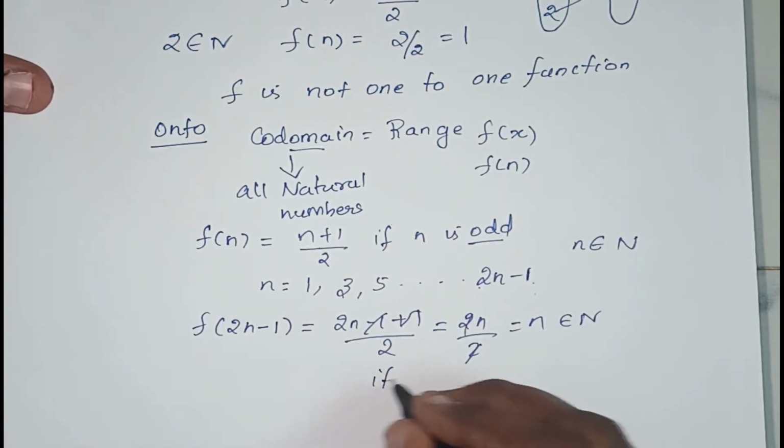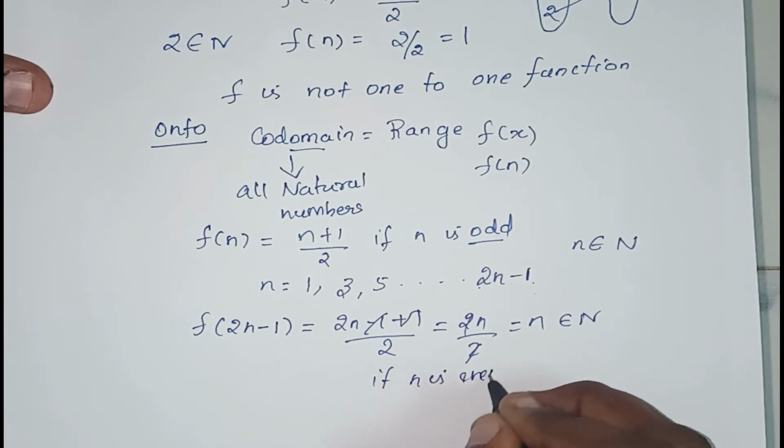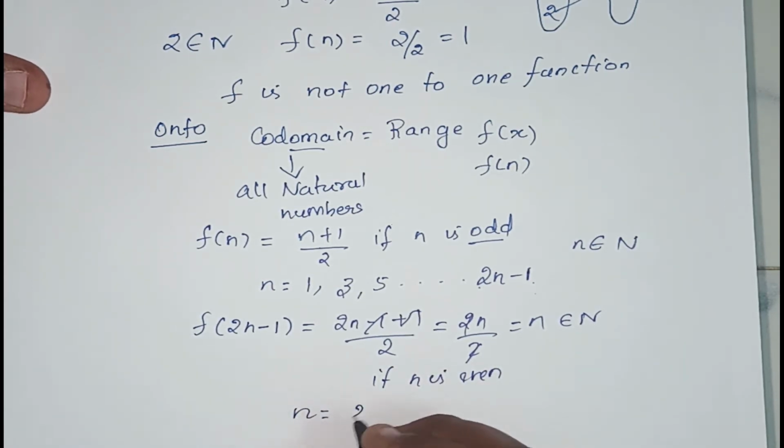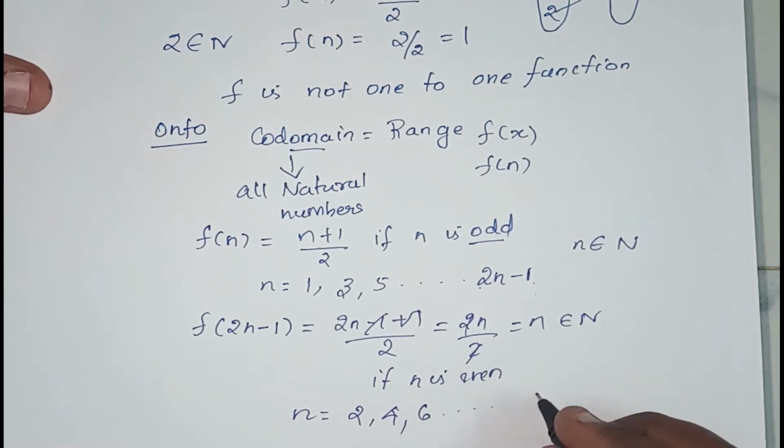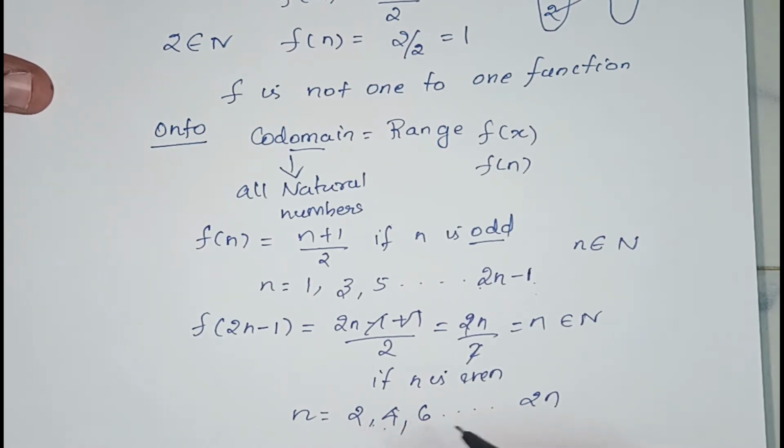If n is even, what are the n values? 2, 4, 6, and so on. We can generalize this as 2n, because the difference is 2. So I am commonly generalizing the even number as 2n.